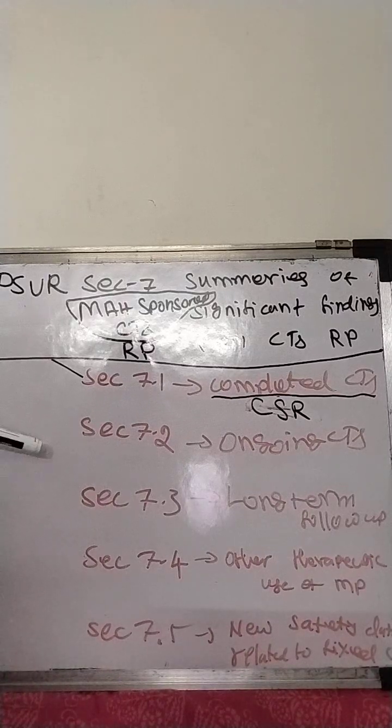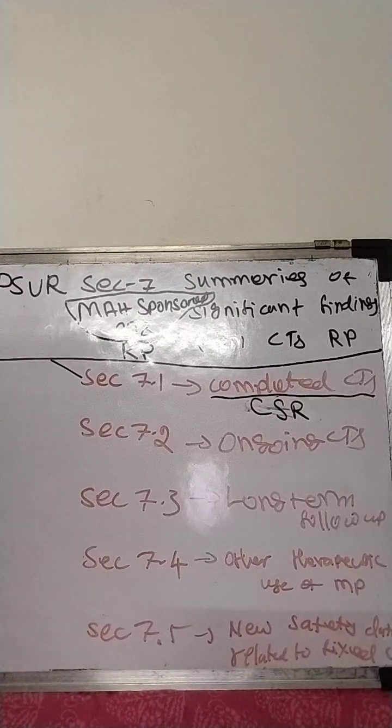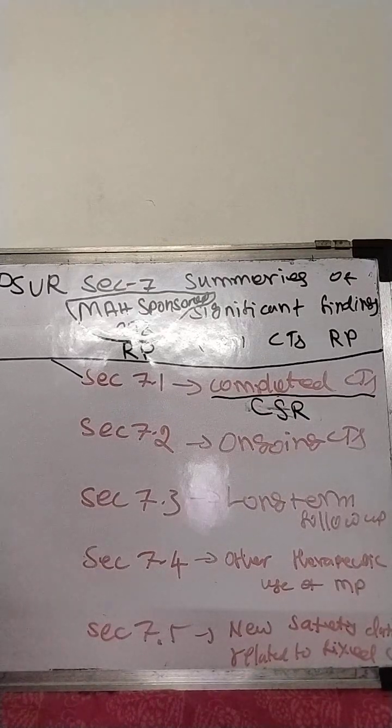Same for 7.2, ongoing clinical trials. For ongoing clinical trials, you just need to understand whether any interim safety data has been reviewed and analyzed. If you have come across anything, then for the entire section, the clinical research team is responsible. The CT clinical team would be responsible, so they will focus on this particular section.